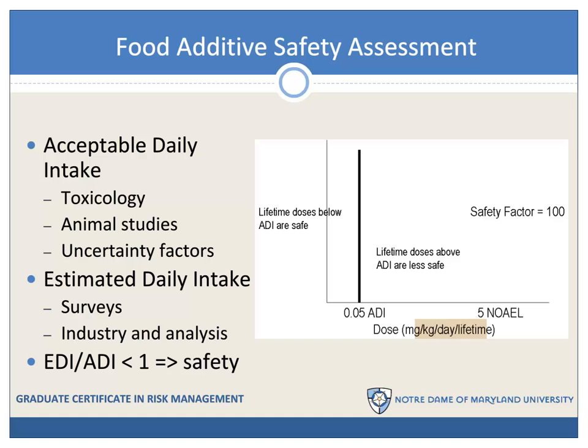Then one calculates the estimated daily intake of the food additive using food consumption surveys and additive concentration data obtained from industry and laboratory analysis. These two values are compared in a simple fraction. An estimated daily intake divided by an acceptable daily intake that is less than 1 is considered safe.